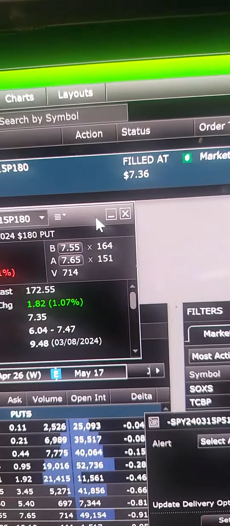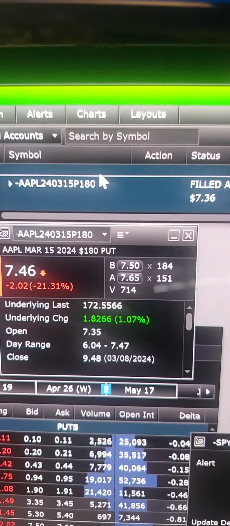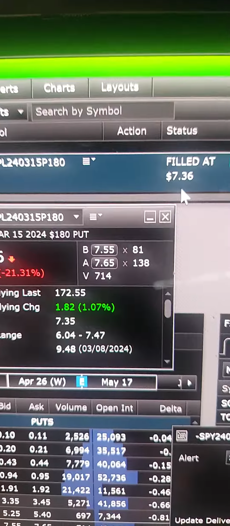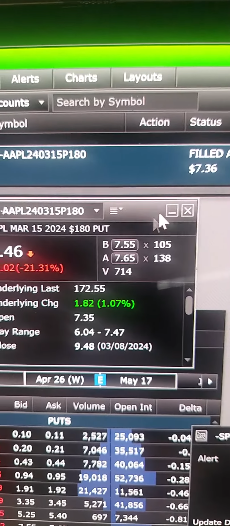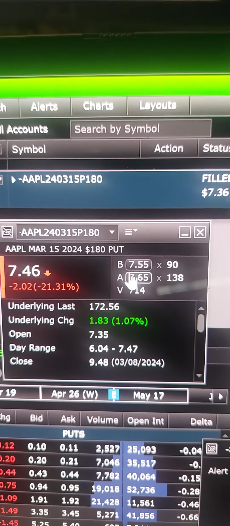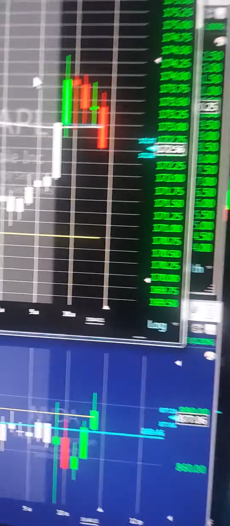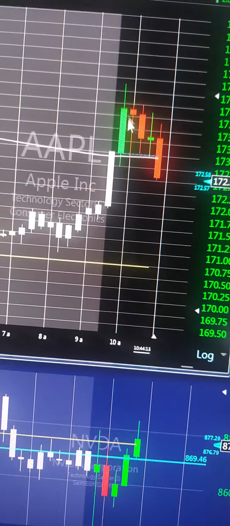All right, it's Monday, March 11th. Just bought some Apple 180 puts here at 736. They're up to 750, 760 in that area right now. I bought it here as price was failing the first bar.